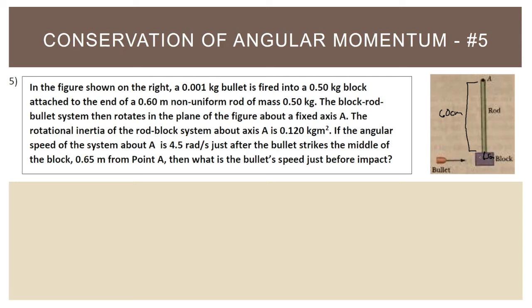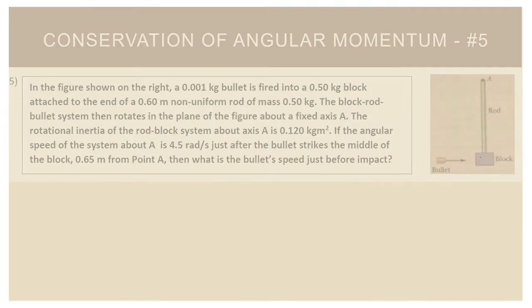The question is, what is the bullet speed just before impact if the final angular velocity is 4.5 radians per second? Think about what the bullet is. Think about how it works in the context of this conservation of angular momentum problem. Pause this video here, give the solution a shot. When you hit play, we'll go over it.